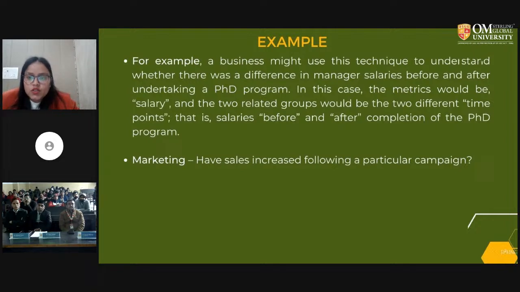So in that case also, you have to just follow the criteria that when you are using this Wilcoxon technique, your data should not be normally distributed, and it is an alternative to paired t-test. Next slide, please.